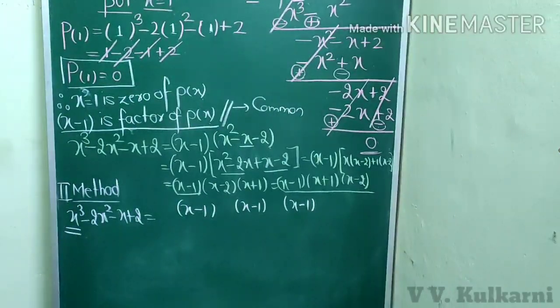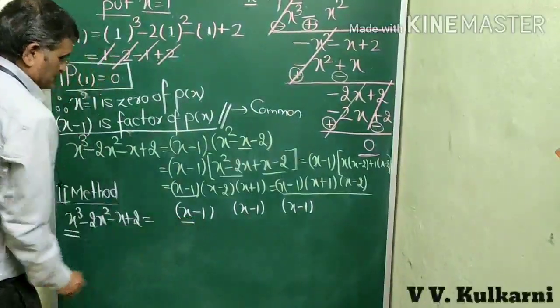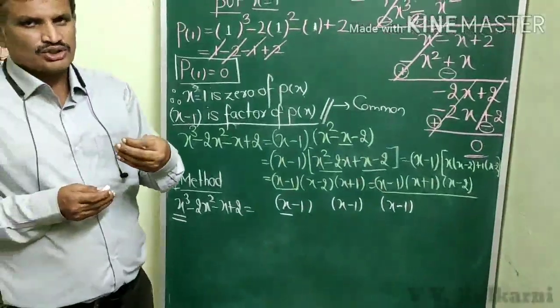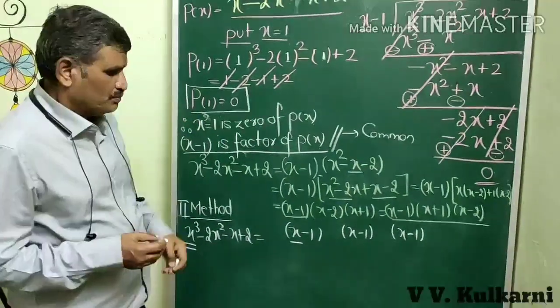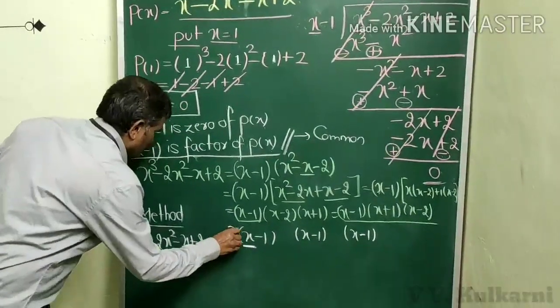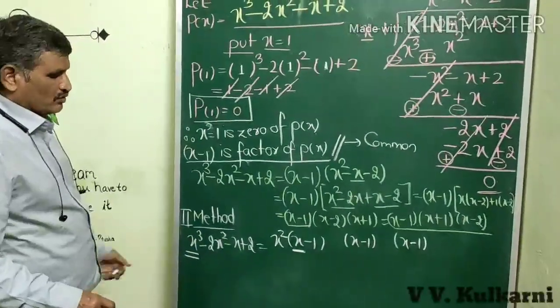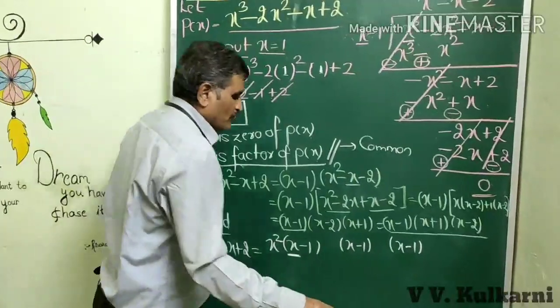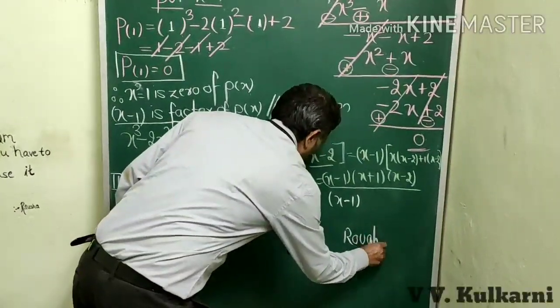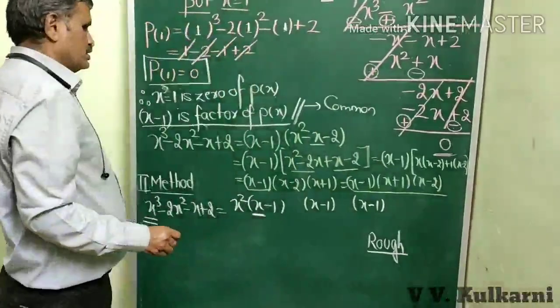I need x cube. Here I am having x. So, x should be multiplied by x square to get x cube. So, what I do here is, this x I multiply by x square. Then, in the rough part, you note down all these things.